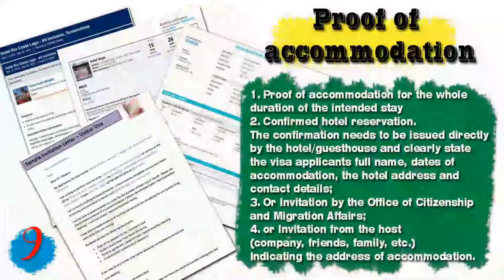Number 9, you will need a proof of accommodation. You will also need to provide a proof of accommodation for the whole duration of the intended stay. It should be a confirmed hotel reservation. The confirmation needs to be issued directly by the hotel or guest house and clearly state the visa applicant's full name, dates of accommodation, the hotel address, and the contact details.